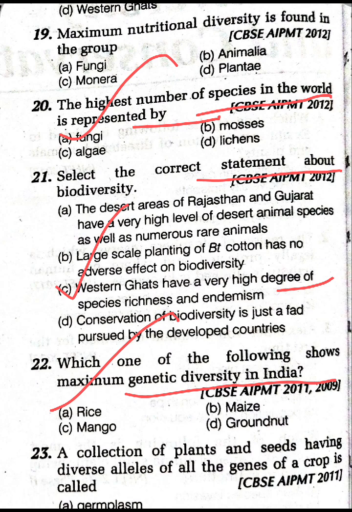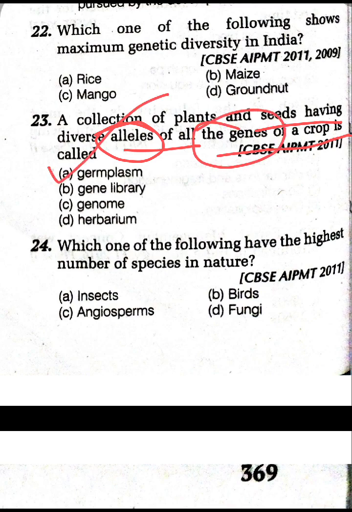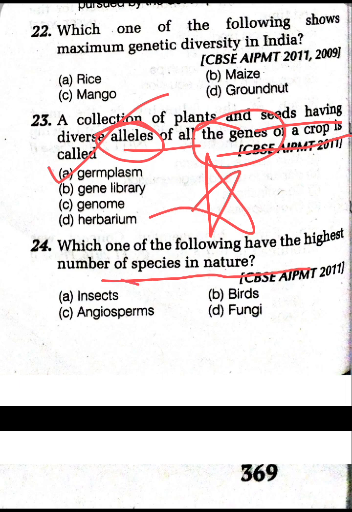Next, a collection of plants and seeds having diverse alleles of all the genes of a crop is called germplasm. Option number A. Which one of the following has the highest number of species in nature? So here is the entry of insects. Option number A, insects, they have the highest number of species in nature.